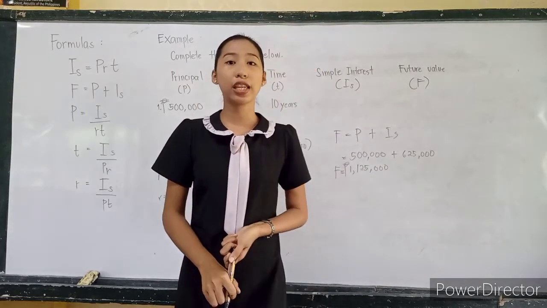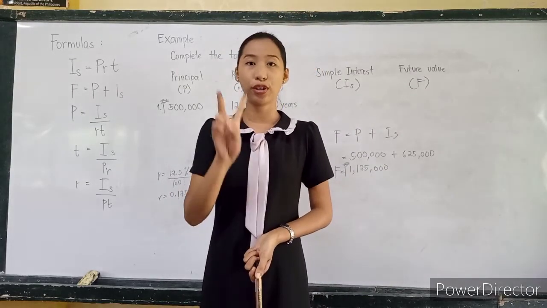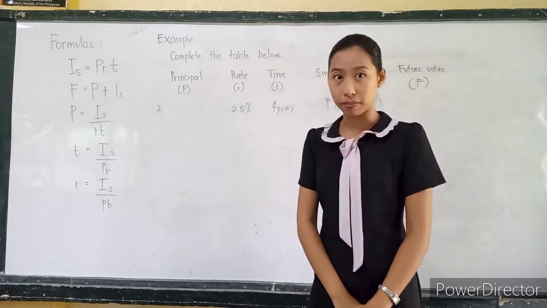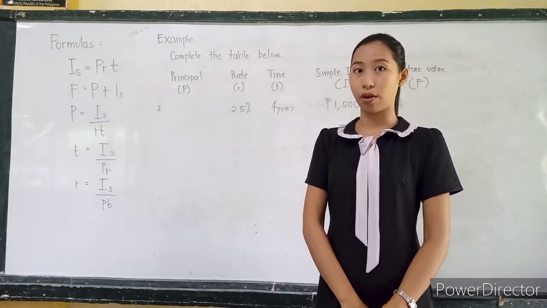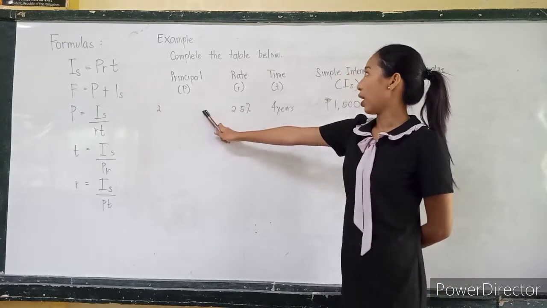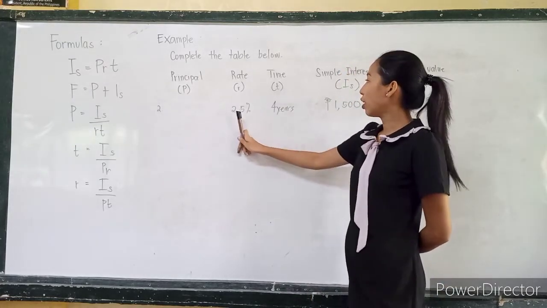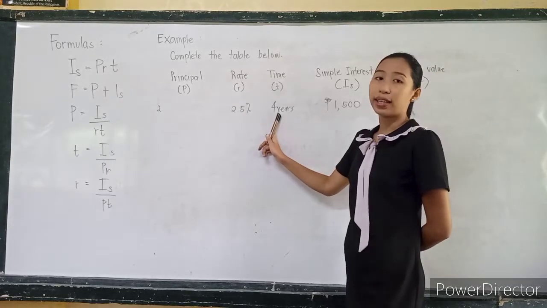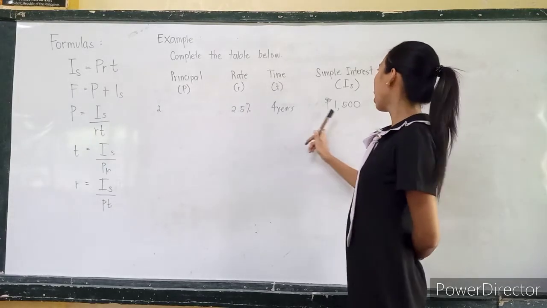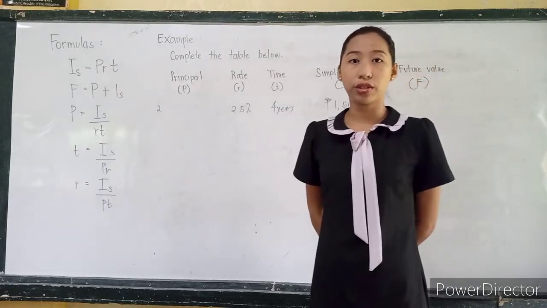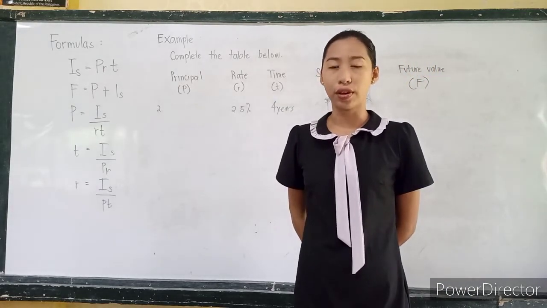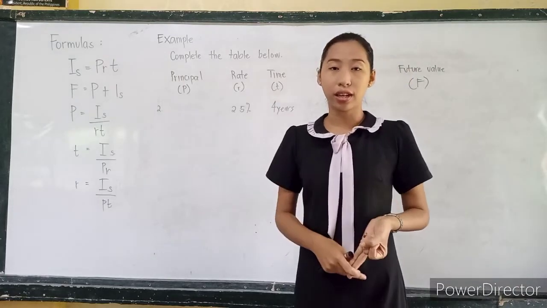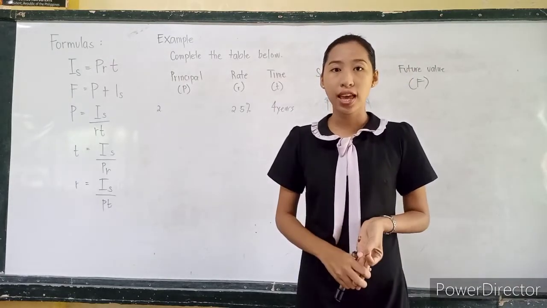Okay, so let's proceed with our example number 2. Here, we can see the principal is missing, so we will find it using the formula. Whereas, your givens are your rate, 2.5%, the time, which is 4 years, and your simple interest, which is 1,500. So R is given, T is given, and IS is given.